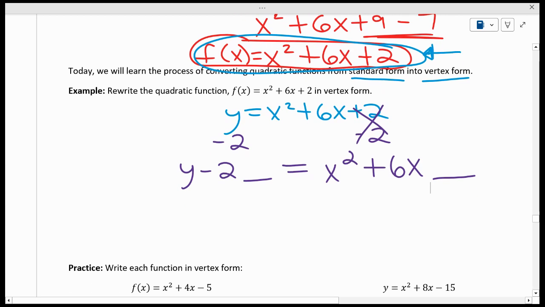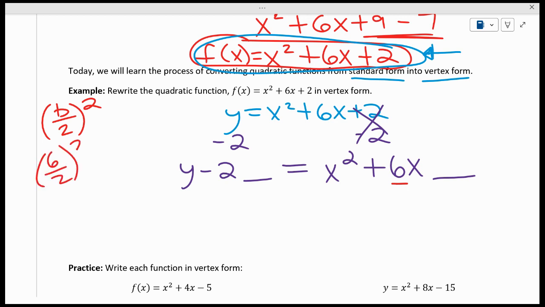And then complete the square. Remember, we use the formula. So off to the side, b over 2 squared. What's b? B is 6. That's the middle term. So 6 over 2 squared. 6 divided by 2 is 3, and then 3 squared is 9. So that is the number that we're going to add to both sides.